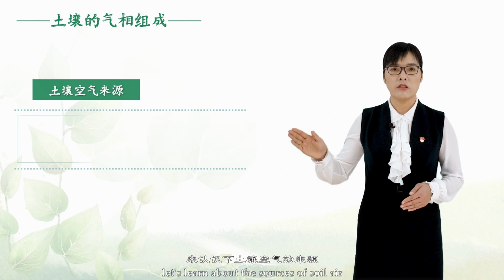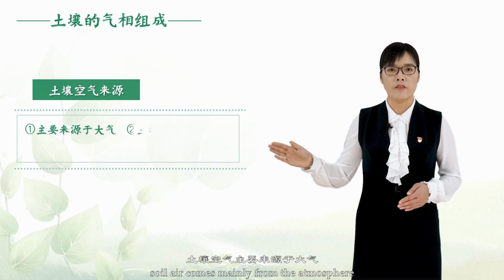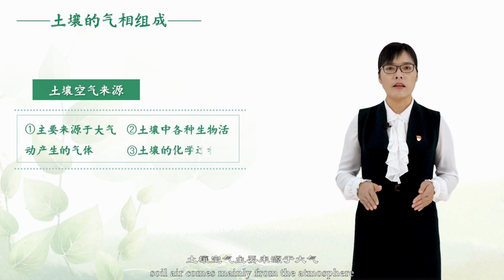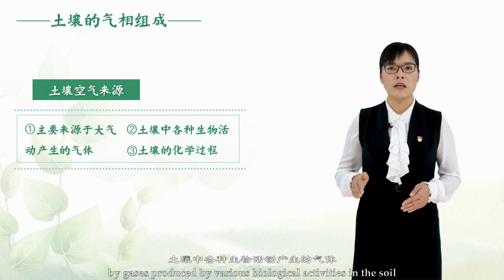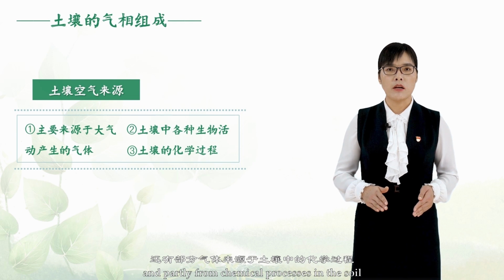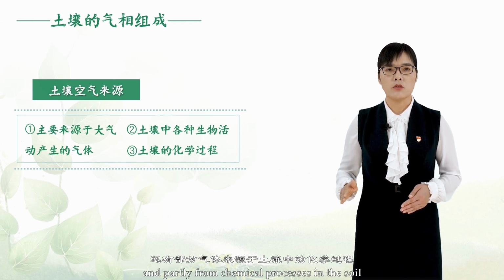First, let's learn about the sources of soil air. Soil air comes mainly from the atmosphere, followed by gases produced by various biological activities in the soil, and partly from chemical processes in the soil.